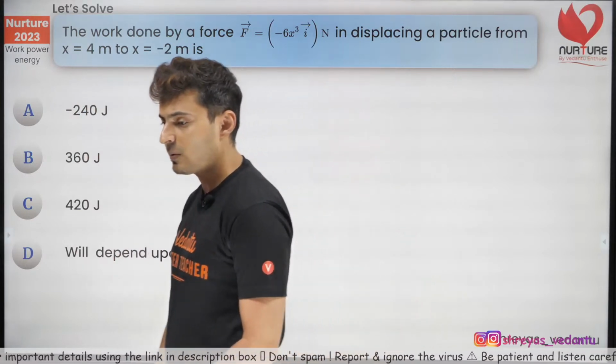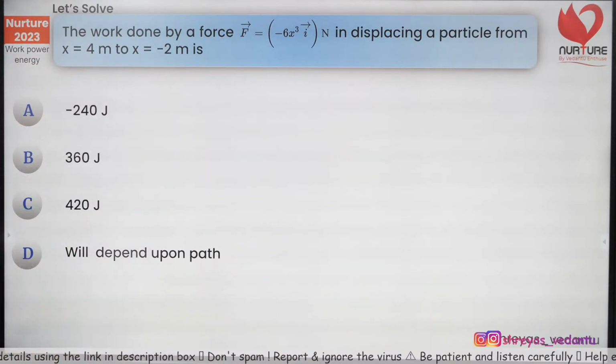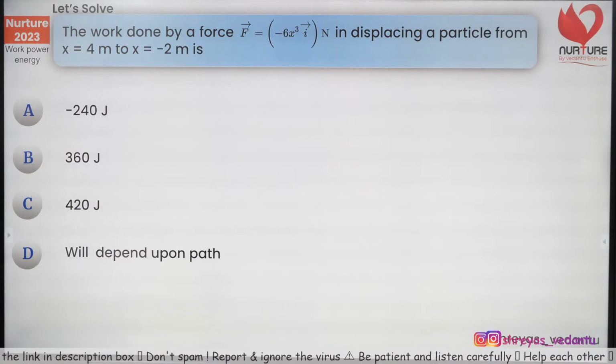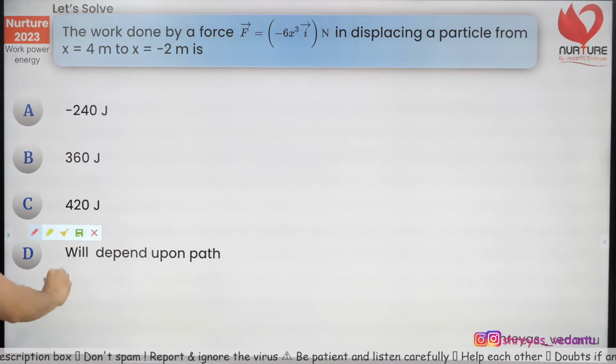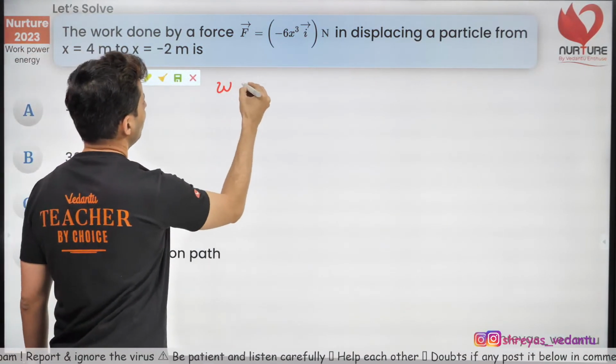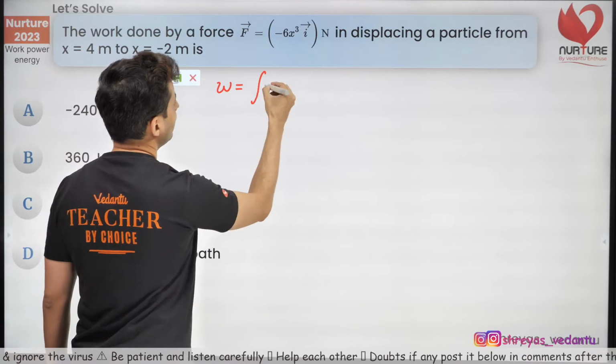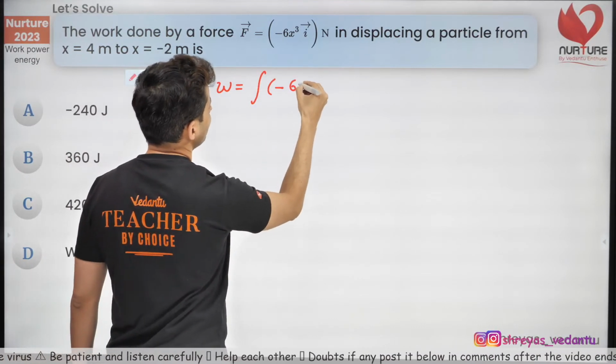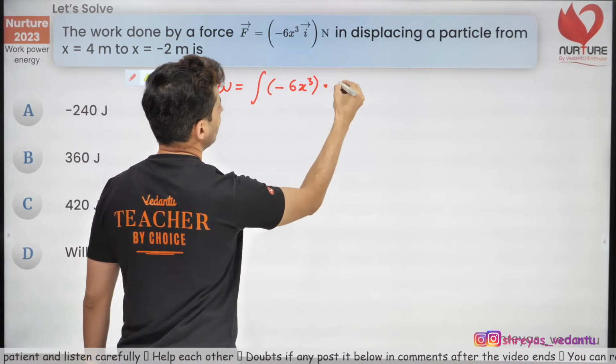Let's see how many of you can do this. Basic integration. Come on, my warriors. You should be able to do this question. Figure this out quickly. Let's try this out. What is the work done by this force? Work, we know, is integral of force, which is minus 6x cube dot dx.